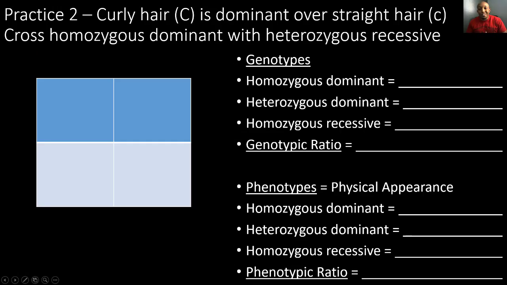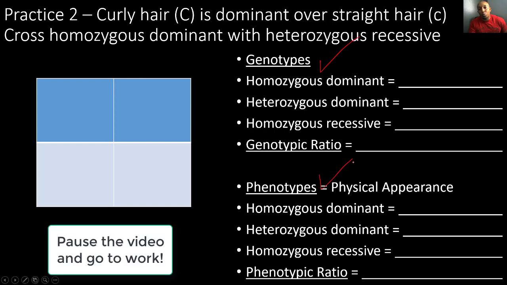Alright, I know everyone was successful on their first practice problem, so here's your second practice problem. You're going to be looking at curly hair is dominant over straight hair. So you're going to cross a homozygous dominant with a heterozygous recessive. And remember, also do your genotypes and your phenotypes as well. And you go ahead and take 1 minute to do so, so you can go ahead and pause the video now.